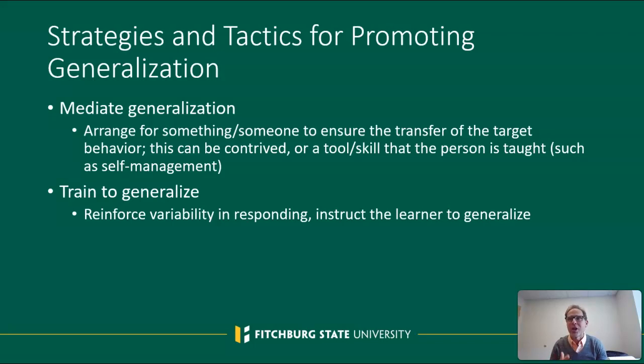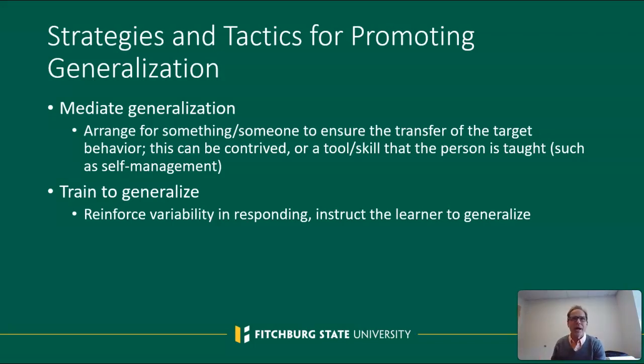Now, when they get into the generalization environment, we've mediated generalization. They have that actual menu that they've used to learn how to order from. And so by taking this item into the actual environment, they're more likely to engage in that behavior in the generalization environment. And then finally, there's this concept of training to generalize, which is basically reinforcing variability in responding. And we can also explicitly instruct the learner to generalize.